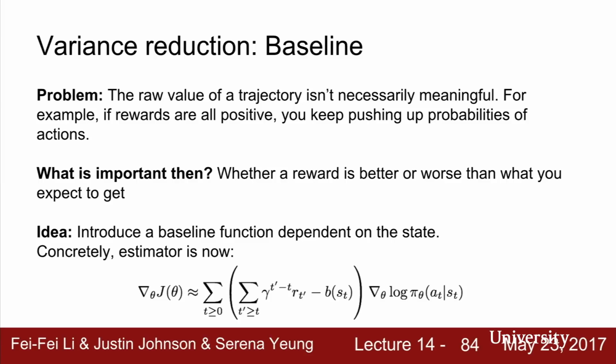So for example, if your rewards are all positive, then you're just going to keep pushing up the probabilities of all your actions. And of course, you'll push them up to various degrees. But what's really important is whether a reward is better or worse than what you're expecting to be getting. Right? So in order to address this, we can introduce a baseline function that's dependent on the state.